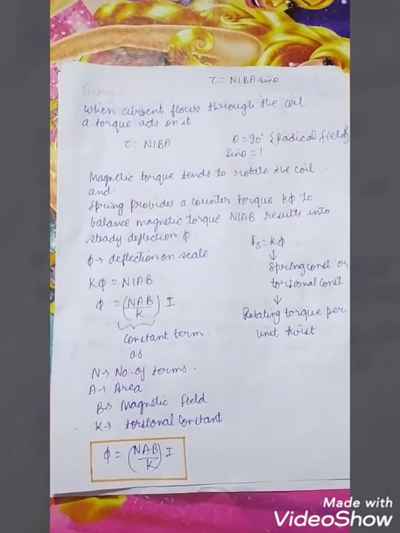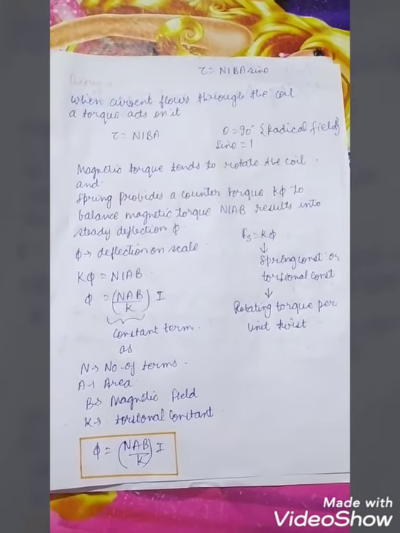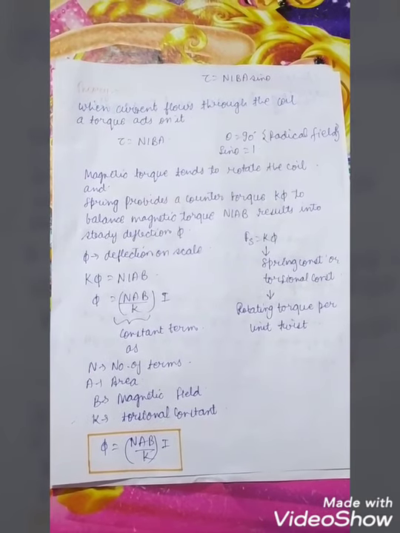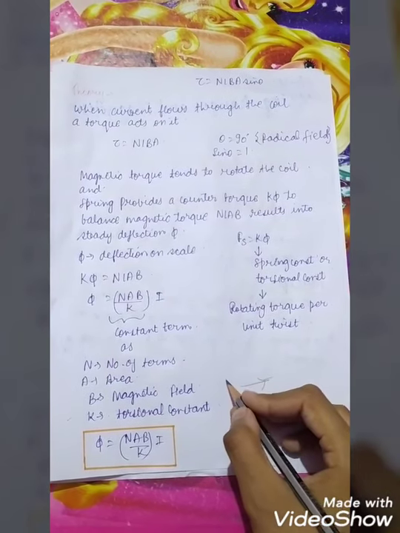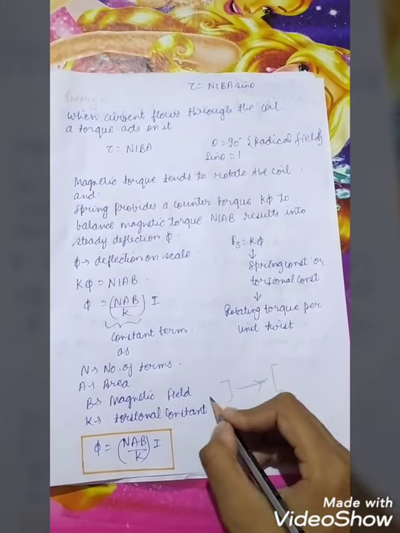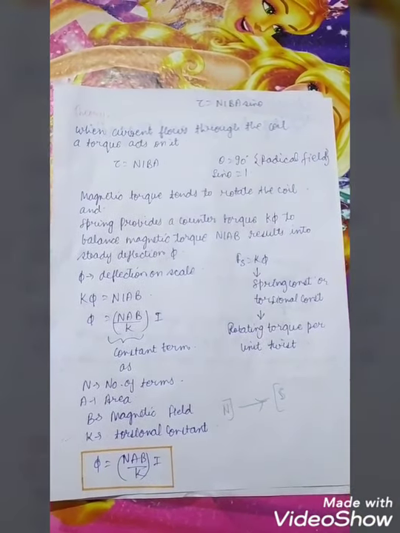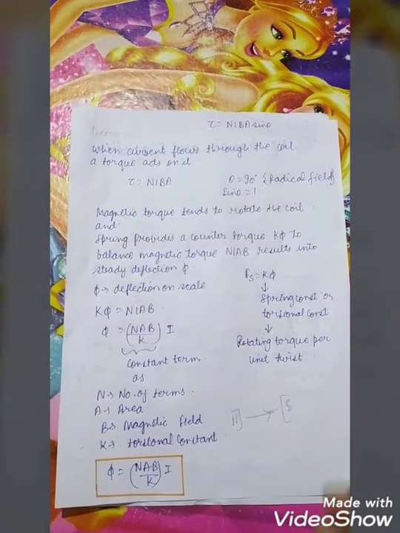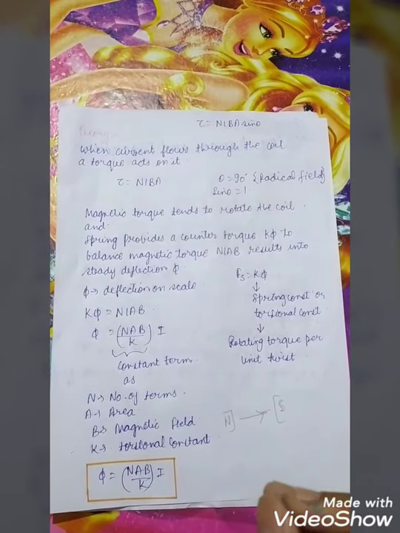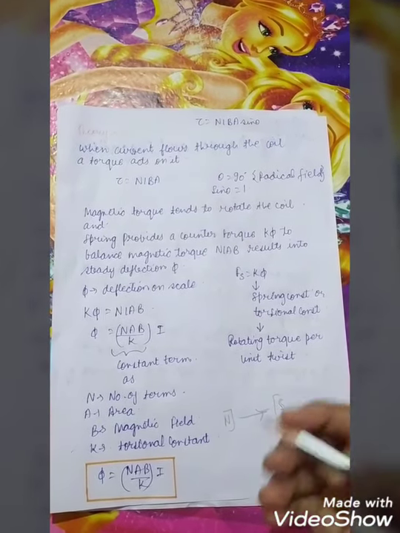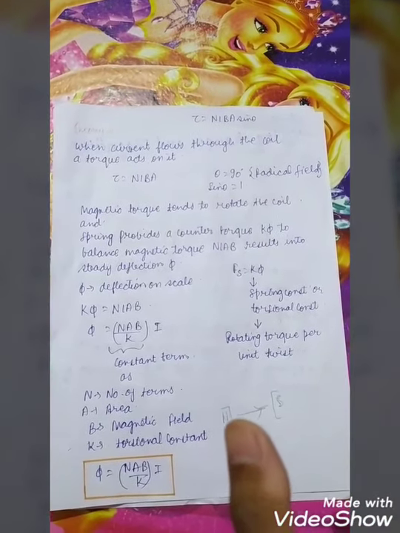Now let us discuss some theory about the moving coil galvanometer. What happens when a particular amount of current flows through the coil? Current is flowing through the conductor, and there is a magnetic field due to the magnets. As we discussed previously, when a current carrying conductor is kept in a uniform magnetic field, a torque is generated on it. Similarly, here a torque is generated on the coil carrying current.